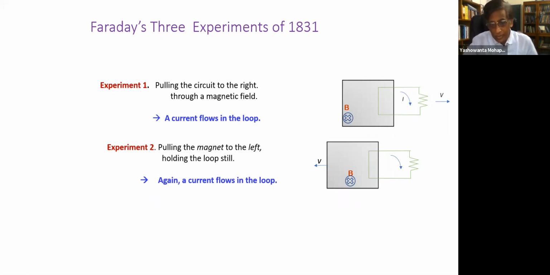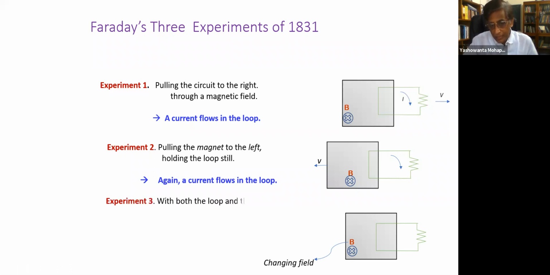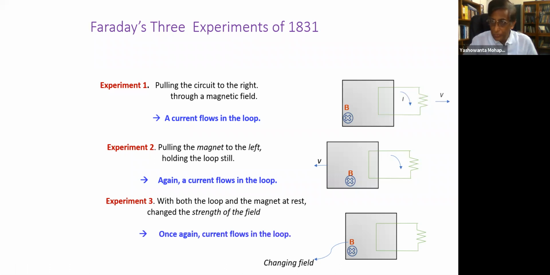Most crucial again is experiment number 3, in which the magnet is constant and the loop is still, but you are changing the magnetic field as a function of time. So that's experiment number 3. With both the loop and the magnet at rest, change the strength of the field. Once again, current flows in the loop. These 3 experiments had to be explained.